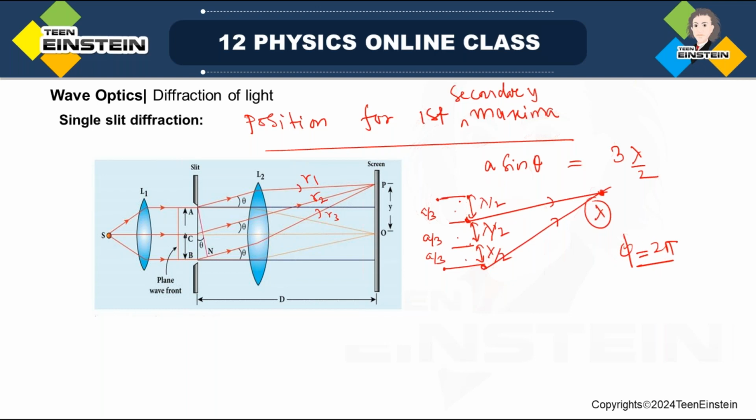So if you divide your slit into an odd number of halves, suppose I divide into 3: 1, 2, and 3 halves. Any points you take from these two, or between these two, they will interfere destructively, but the rest of the portion will be empty. There will be no rays or waves remaining to interfere destructively.